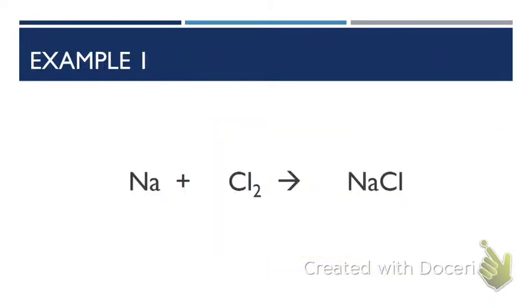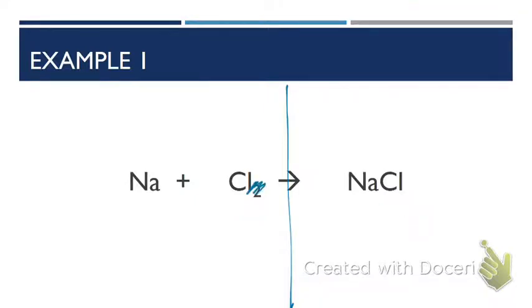Let's do some examples. So in this first example on page 2, I'm just going to go from left to right. I have one Na here, one Na over here. Our dividing line is that arrow, so I'm looking on both sides of that arrow. 1 Na means that's balanced. I'm not going to do anything. Then I'm going to go on to my next element, which is Cl, chlorine. Over here I have 2 chlorines, but over here I just have 1. So I'm going to have to fix that.